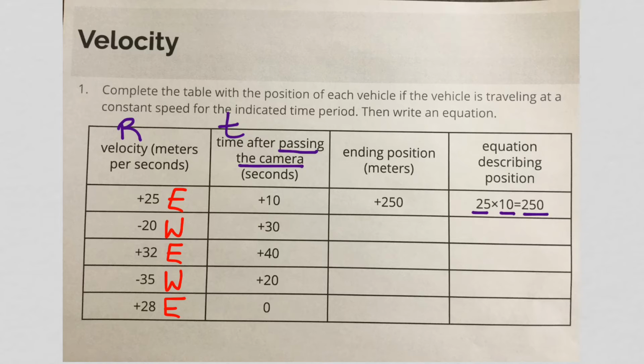So in row number 2, we have -20 times 30 equals. Now we have a positive and a negative, so we're going to end up with a negative answer. -20 times 30 is equal to -600.